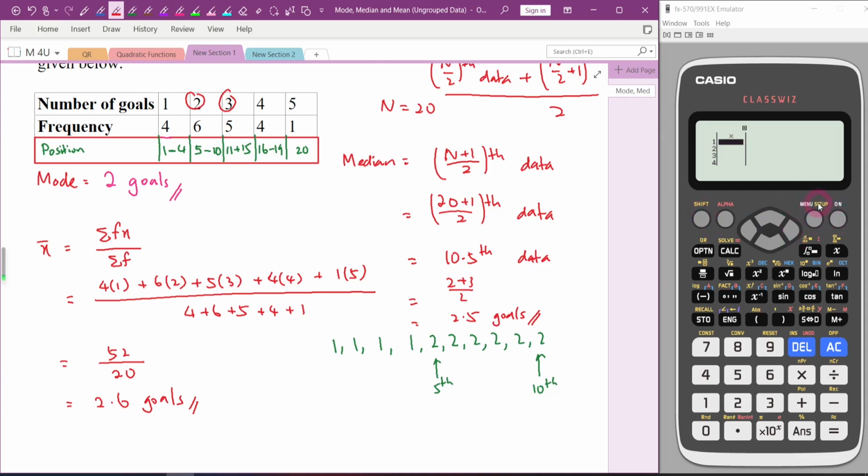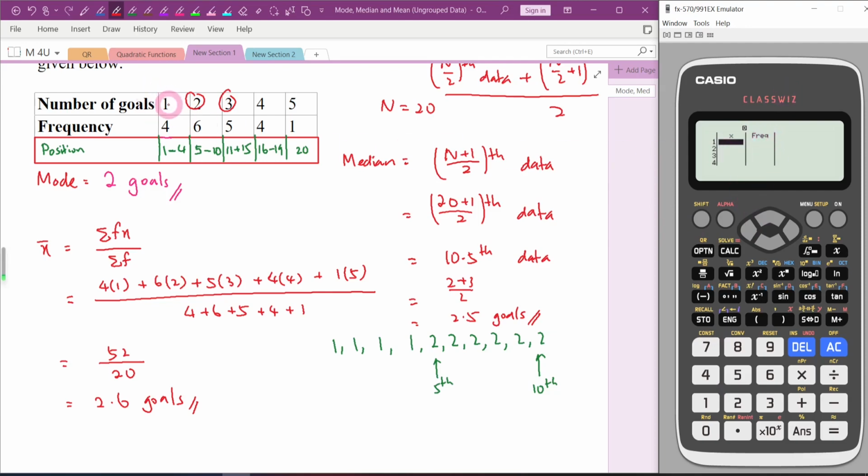You press Shift and Setup. Now we are going to go in the setup and turn on the frequency function. Shift, Setup, and search for statistic. Okay, number 3. Frequency, we want to turn it on. Press 1. Now you will notice that you have another column for the frequency.